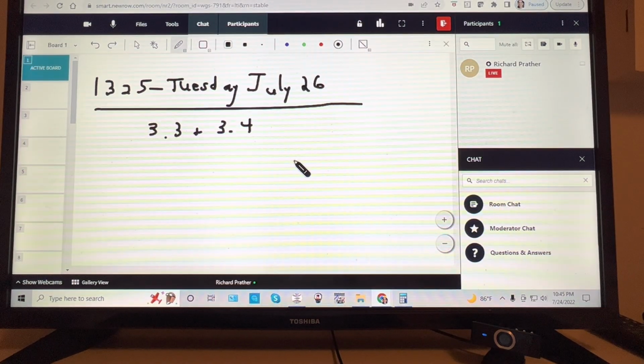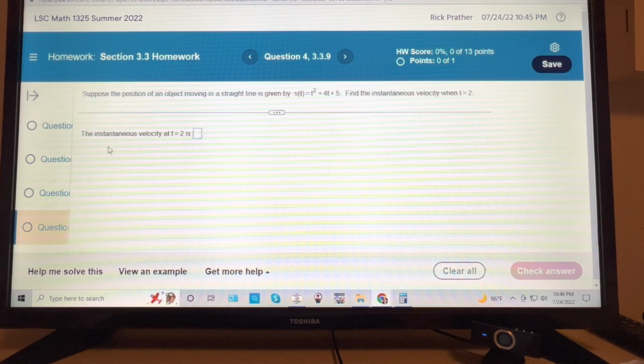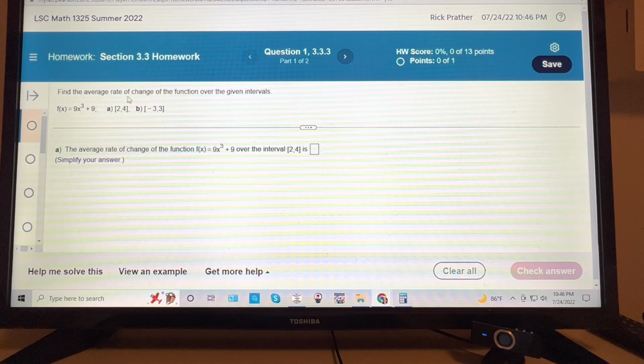Math 1325, we're going to be on Tuesday, July 26th here, and we're scheduled to work on sections 3.3 and 3.4. 3.3 has two main concepts. The first one is something called, go back to this question, average rate of change of a function.